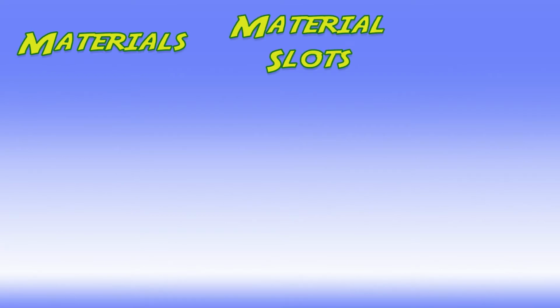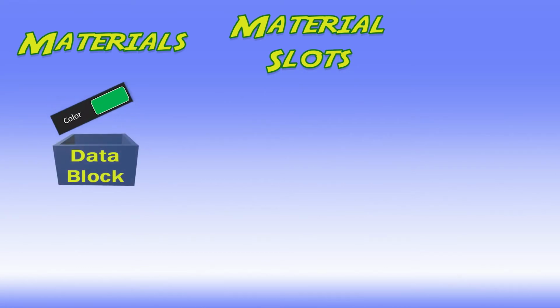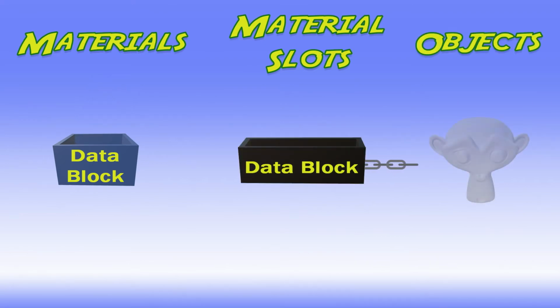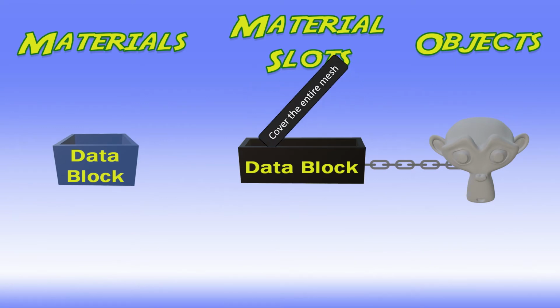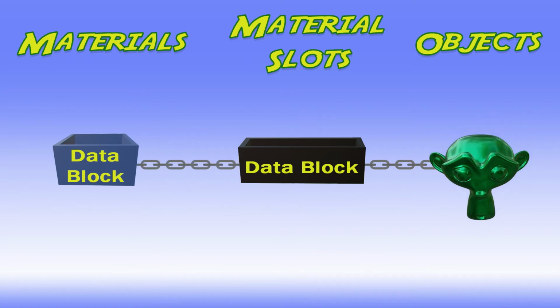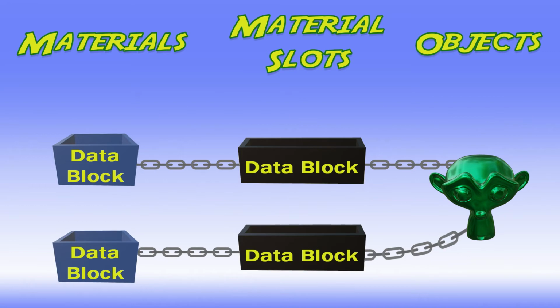Alright, now it seems like a good time to talk about the relationship between materials and material slots. Materials in Blender are actually data blocks that contain material information, like the color, metallic value, or roughness value. Material slots are data blocks linked to an object that store information about where on the mesh a material should appear. One material slot assigned to a mesh object connects one material to that mesh. We can connect multiple materials to one mesh by assigning each material to different faces on the mesh.